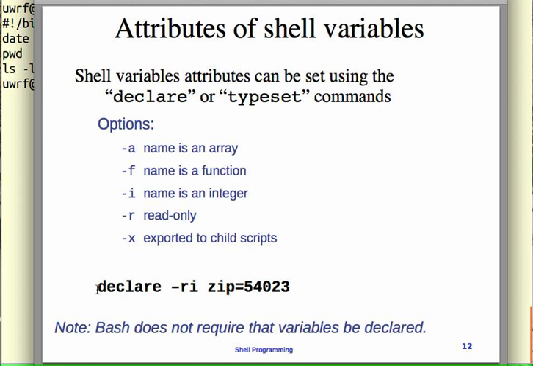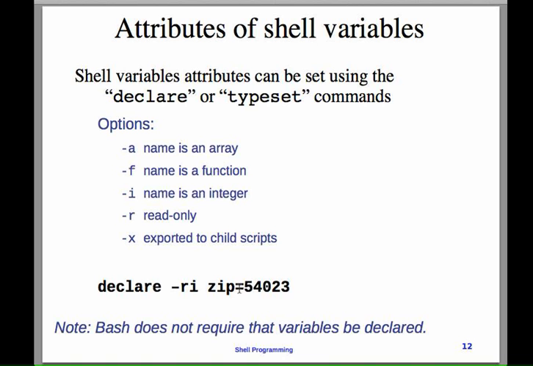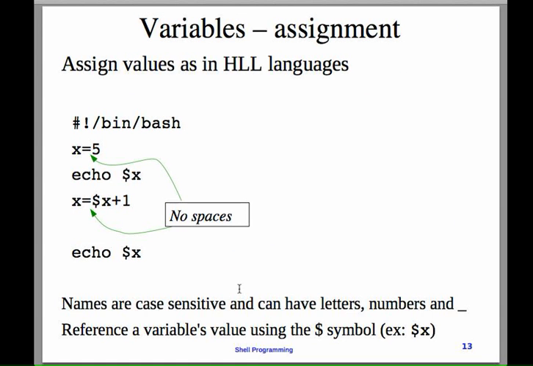So you can, for example, say that this is a read-only integer. So after you set the value of zip to 54023, you cannot change zip. Okay, so you can do things like that. This is helpful if you want to avoid bugs. It's always helpful to make things constant. So that's really what you're doing, you're saying that zip is now read-only, that is, it's a constant. All right, so you don't have to do this. You can, and it's very helpful. It helps you avoid bugs.